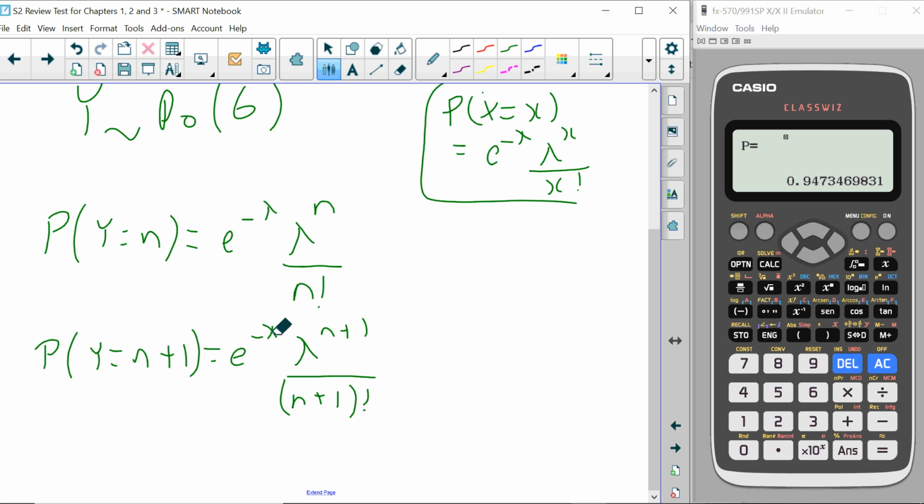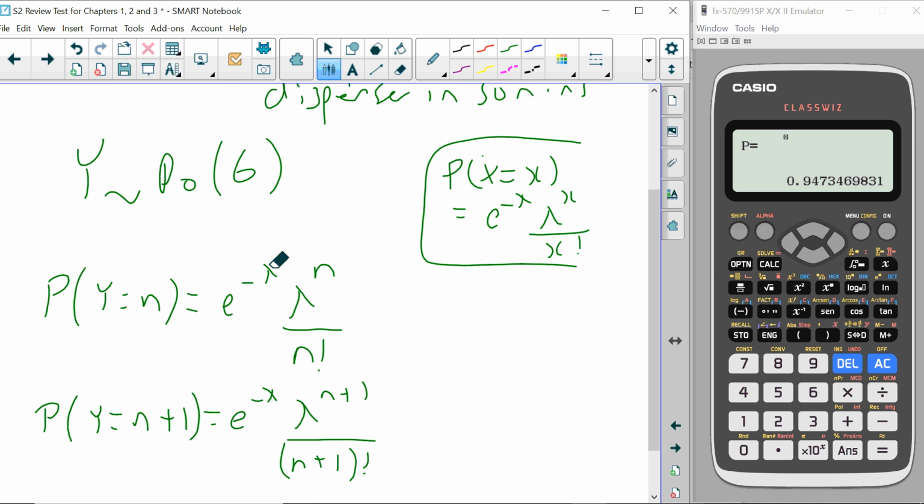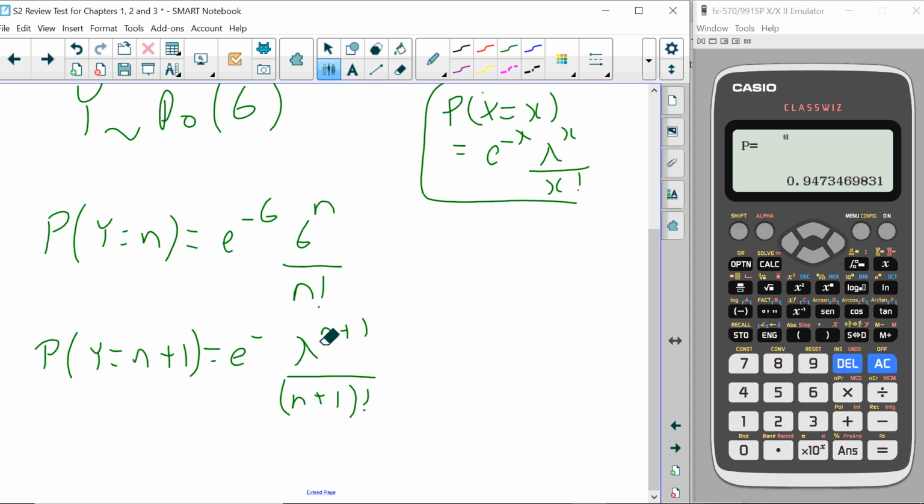Okay? But our lambda, we know what it is. Our lambda was equal to 6. So I can replace that e to the minus lambda with e to the minus 6, and that lambda there to be 6 as well. And the same here. That lambda can become minus 6, and this can become 6. Things become a little bit easier at this stage.